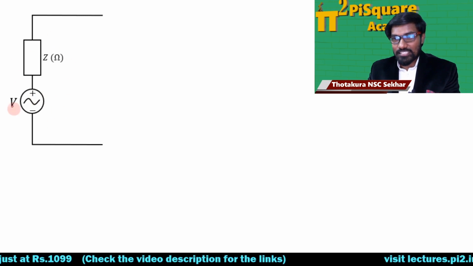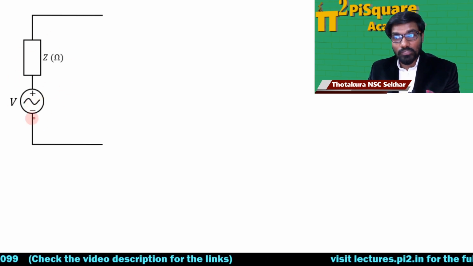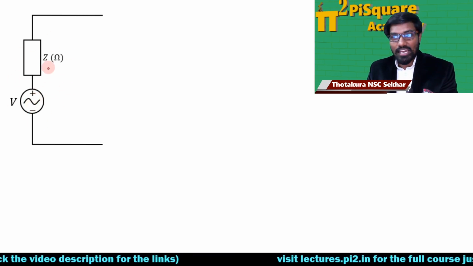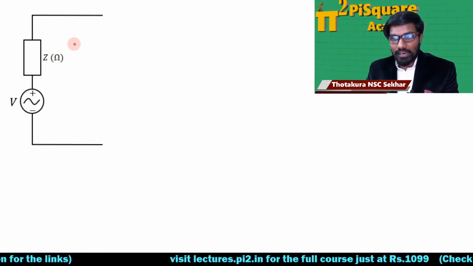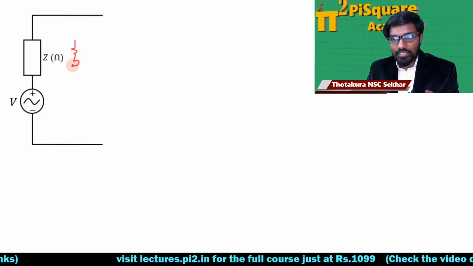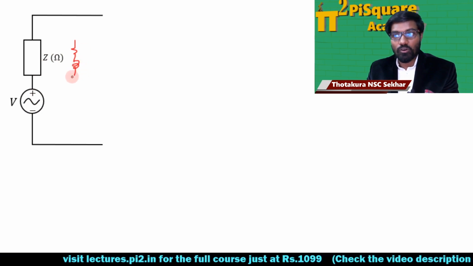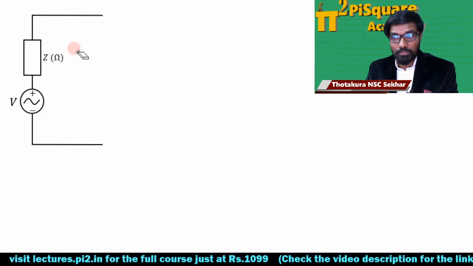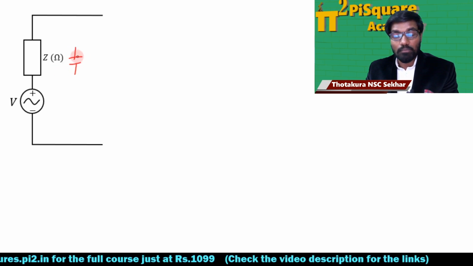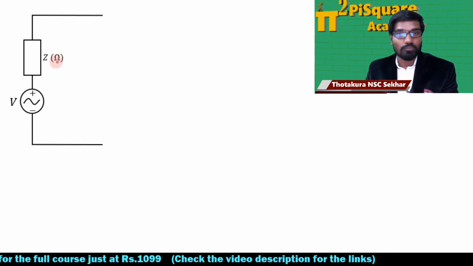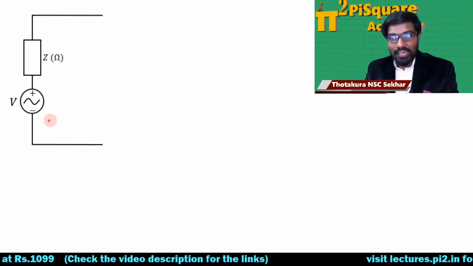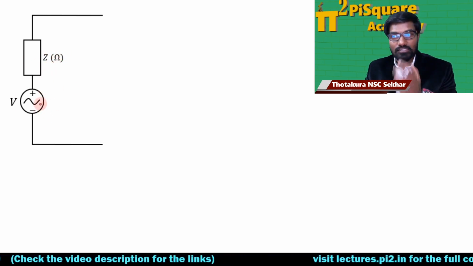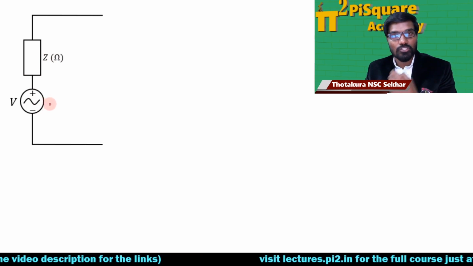Suppose we have this circuit, we have a voltage source, an AC voltage source, and an impedance is there. Impedance means, I think you can understand, it may have a resistance and inductance combination, or maybe an RLC combination, or it may be just a capacitor, but it has a unit ohm. In that case, how do you transform this voltage source? I want to transform this into a current source.